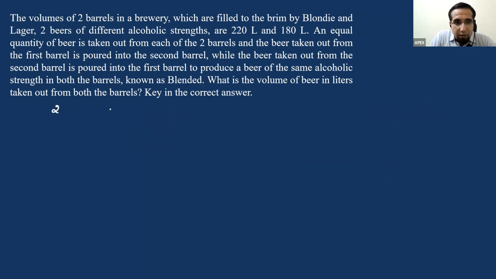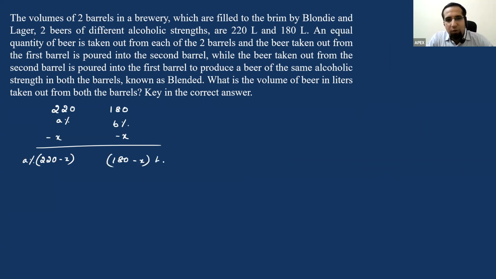So 220 liters are here and 180 liters are here. Let's say this has A% alcohol and this has B% alcohol. First of all, X liters is taken out, which means you have 220 minus X liters with A% alcohol. And from here also X liters is taken out. So this has 180 minus X liters of solution with B% alcohol. Now this X taken out from here, which has B% alcohol, is added here. And this X liters, which has A% alcohol, is added here. And now they have equal alcoholic strengths.